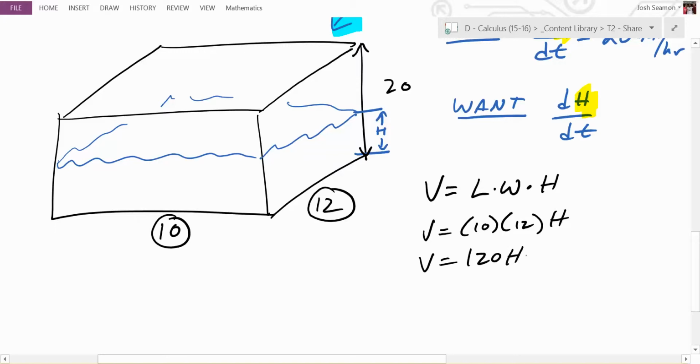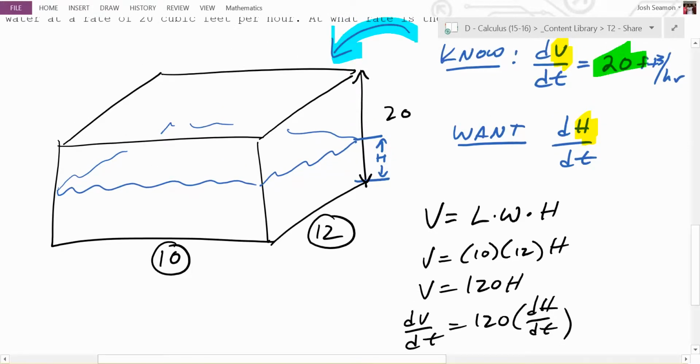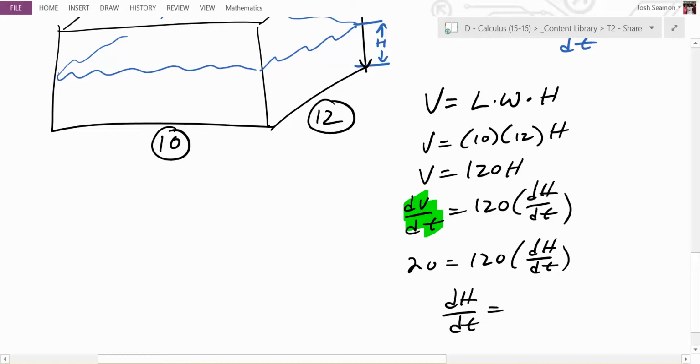And could you tell me what the derivative of that is in terms of t? 120 dH dt. So dV dt is equal to 120 dH dt. And do we already have dV dt? Yeah, what is dV dt? It's right here. So what do we end up with? 20 equals 120 dH dt. If you divide and simplify, you end up with dH dt equal to 1/6. And what's the unit? Feet per hour.